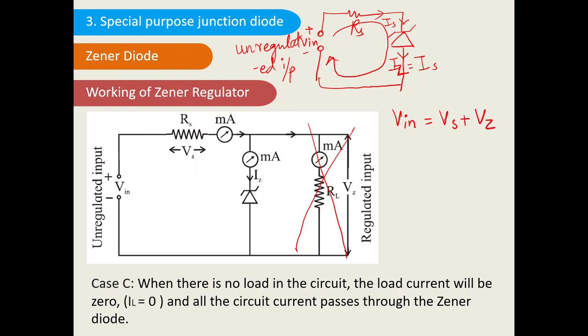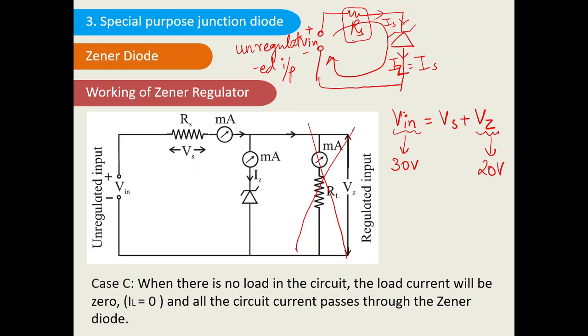Why are we applying this resistance Rs? Because suppose we apply the direct voltage V in, suppose it is 30 volts, and Vz, suppose it is 20 volts.